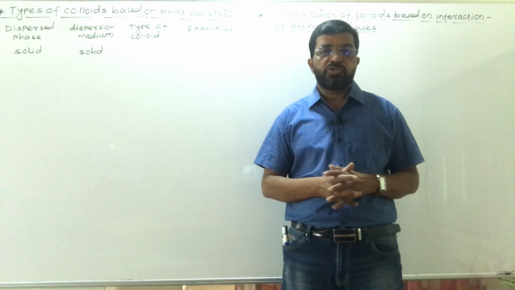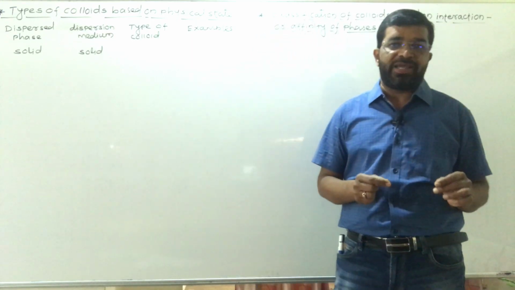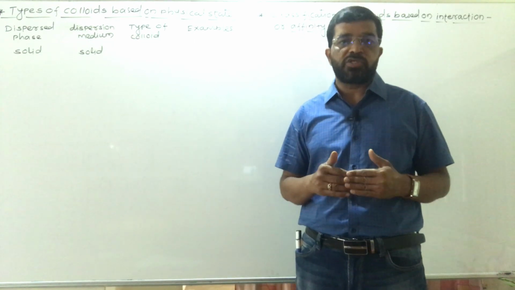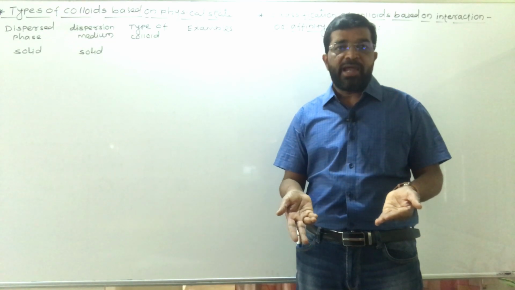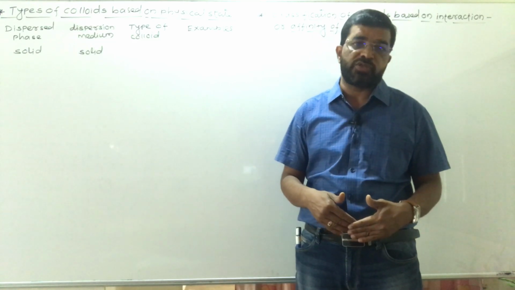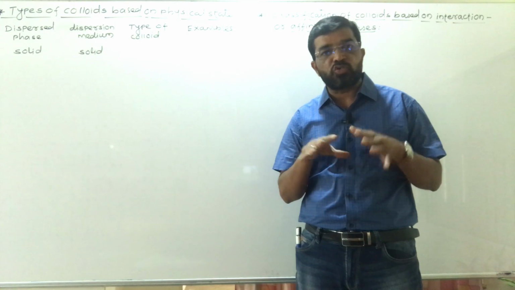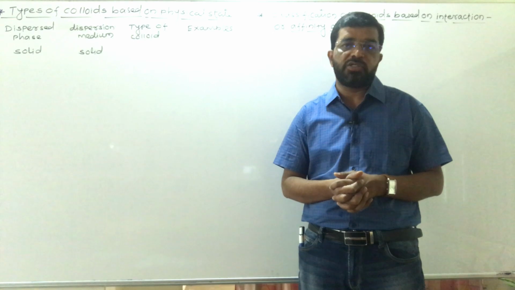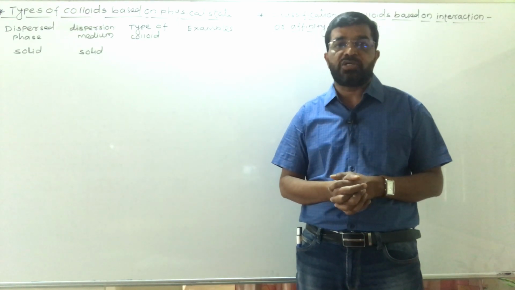Colloidal solution consists of two phases, dispersed phase and dispersion medium. Dispersed phase is a substance which is spread, dispersed in another substance, and dispersion medium means the substance in which the other substance is dispersed, in which the colloidal solution is prepared. So that we have studied in the last lecture.